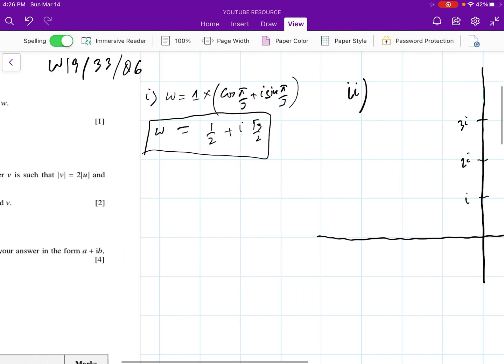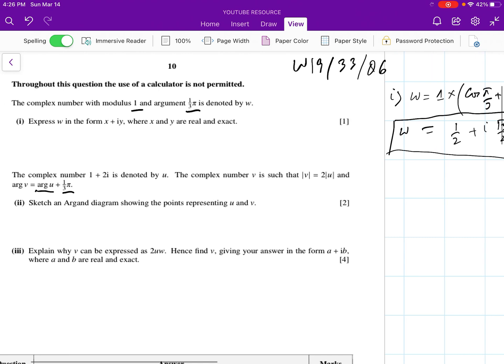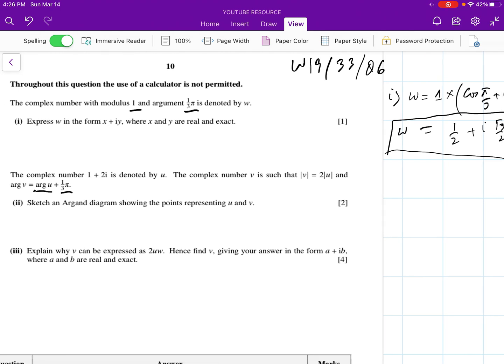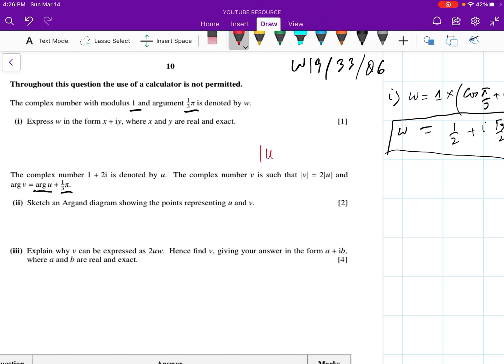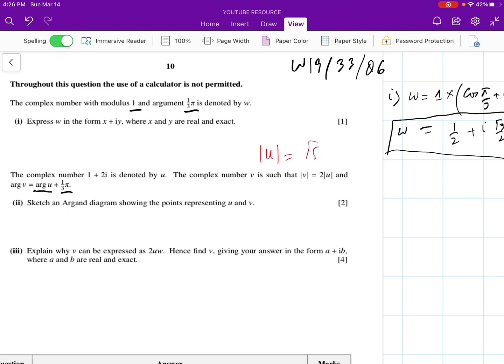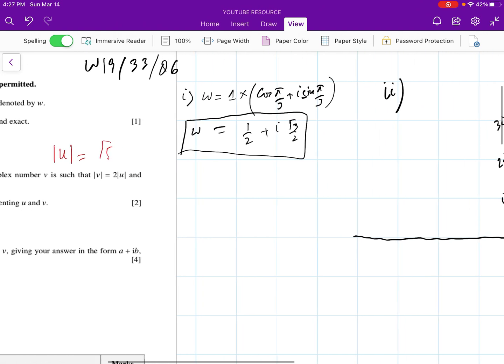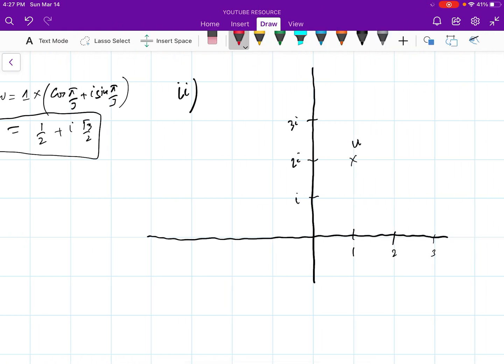The second thing you have to mark on the Argand diagram is the point v. The magnitude of v should be 2 times the magnitude of u. So we also write down the magnitude of u here, which is 1 squared plus 2 squared, that makes it root 5. The argument of u plus pi by 3 is what we have to mark. Since it cannot be at the exact position, we have to mark it approximately correct. So this is how we have to do it.